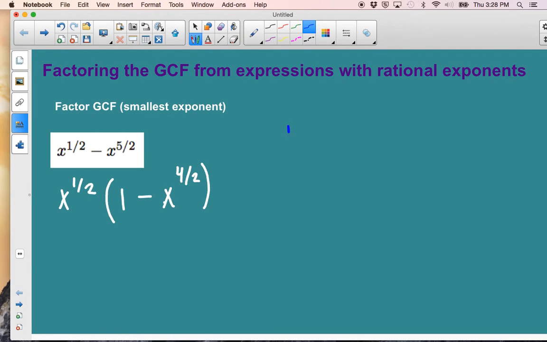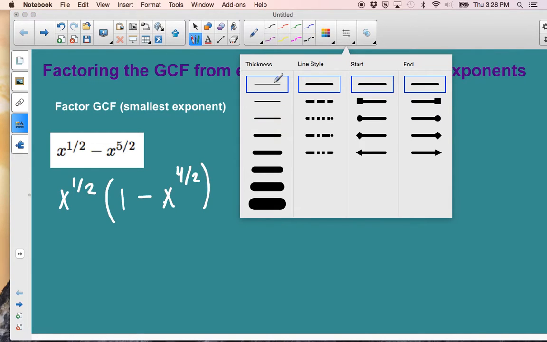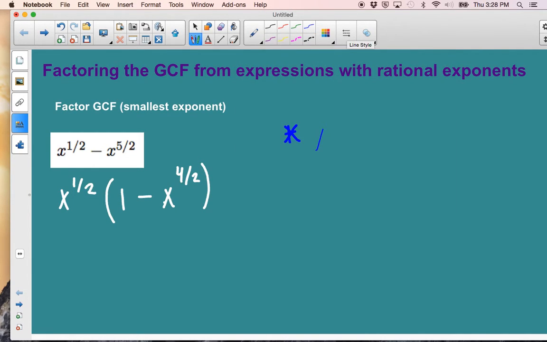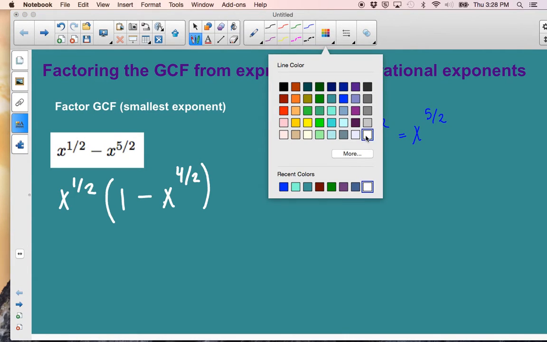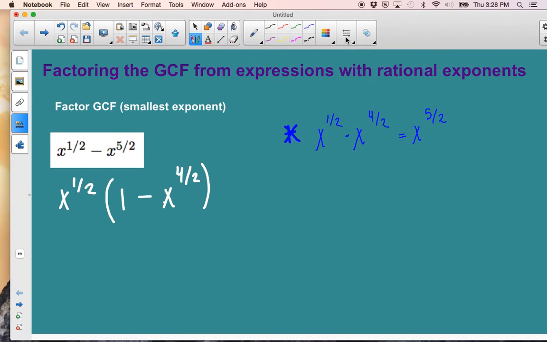Just a little side note over here. If you're distributing back in x to the 1/2 times x to the 4/2, remember that's x to the 5/2. So this should be x to the 4/2. So your final answer is going to be x to the 1/2 times 1 minus x squared, because 4 over 2 simplifies to just 2. And this is going to be your final answer here.